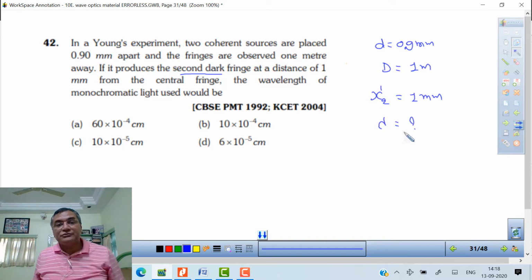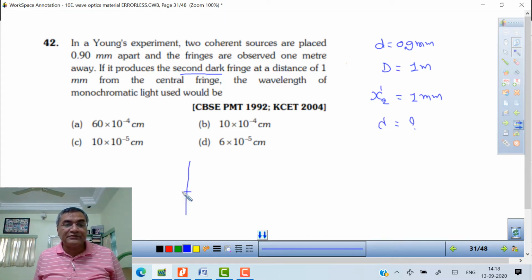Again, when you draw the picture, this is your center maxima, this is your first maxima, this is your second maxima. In between you have the first minima and the second minima. So what is given? The second minima. So this distance is given.